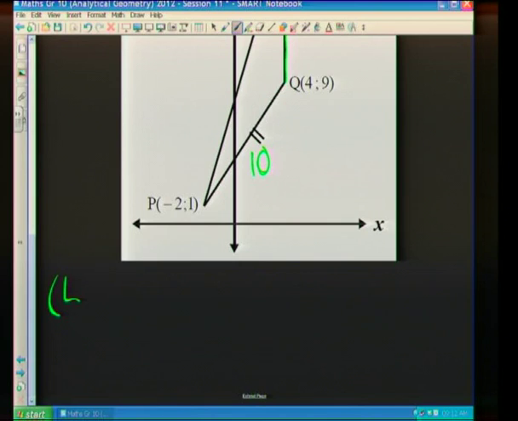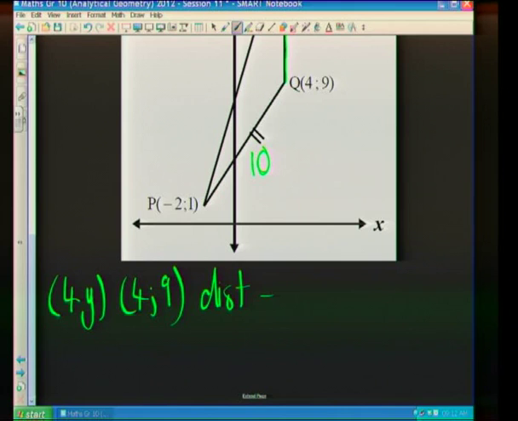You just had to think a little bit more about the fact that it's 10 units, so you had to know your properties of an isosceles triangle. Also, the fact that the line RQ is parallel to the y-axis, you had to be clever enough to know that means that they have the same x value. Right. From here on forward, it shouldn't be too much of a problem. I have got 4, y and 9. And I know that the distance is 10 units.